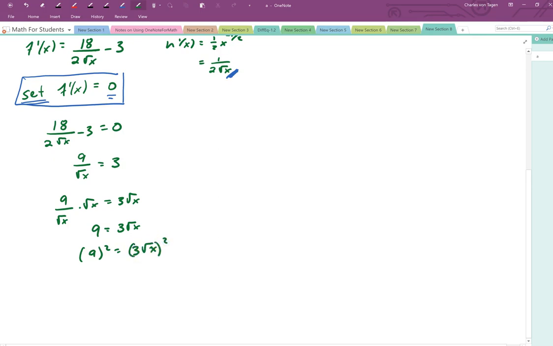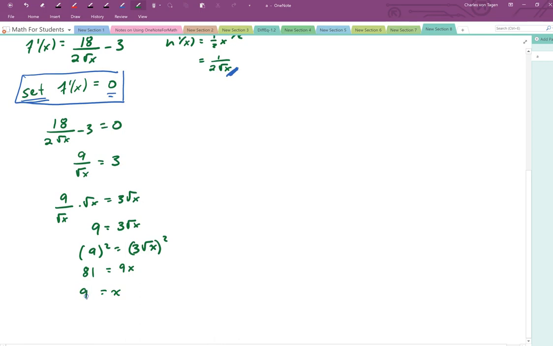By the way, I could have divided that 3 over first. That would have been a better move, I think. Anyway, we get 81 is equal to 9x, because when we square x squared, we just get x. Finally, solving for x, we get 9.